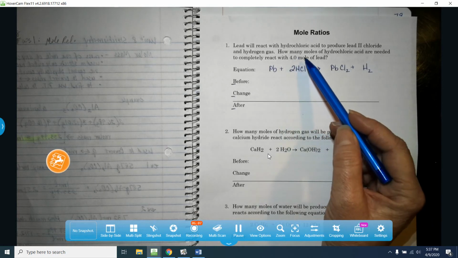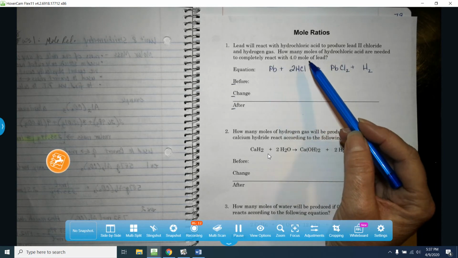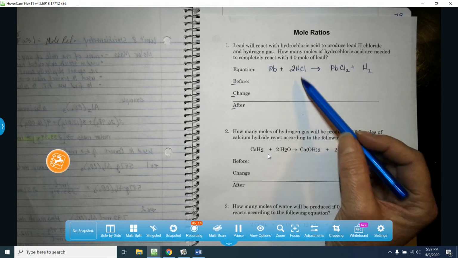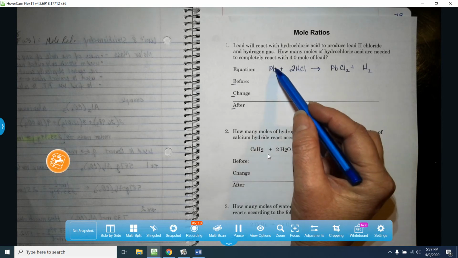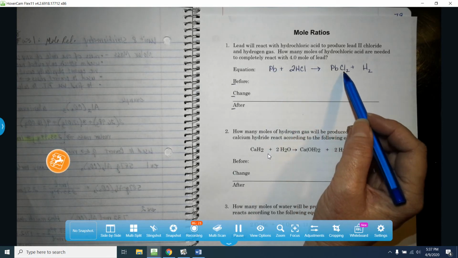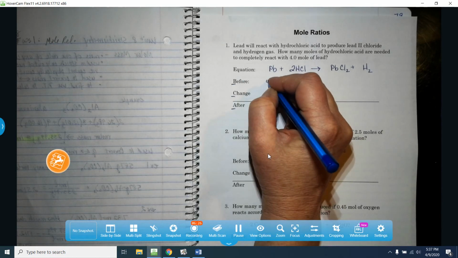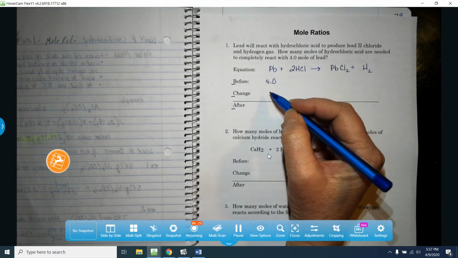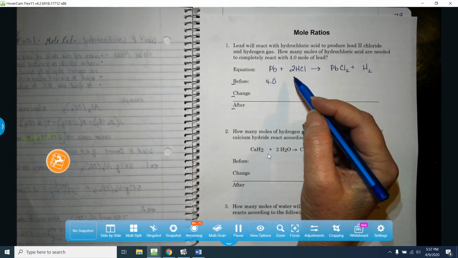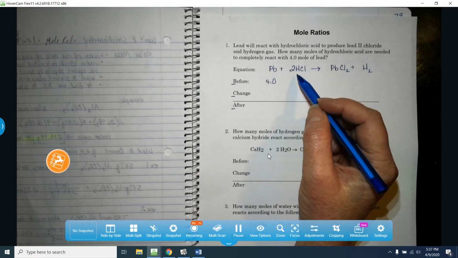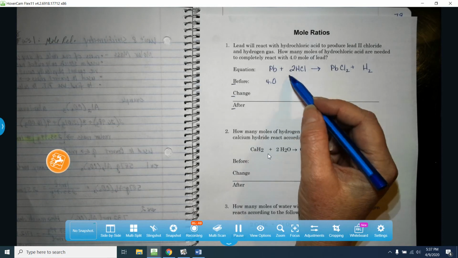It says here, how many moles of hydrochloric acid are needed to completely react with 4 moles of lead? So we have 4 moles of lead to begin with. So I'm going to look for lead. It's not this one. This one's lead 2 chloride. This is the one that's called lead. So we're going to put 4 moles here. Okay, and then we don't know how much of this we have. This is your hydrochloric acid, but we know it's reacting with that. And we're not going to run out of it.